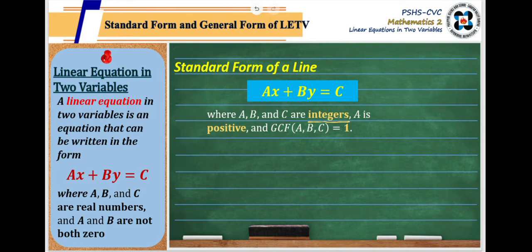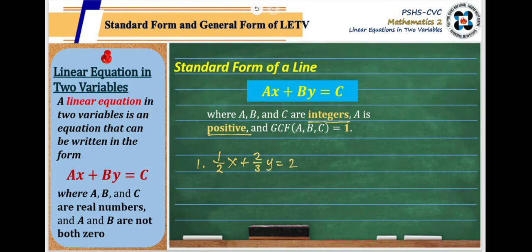What else? A is positive. And the greatest common factor of a, b, and c is equal to 1. Okay, so let's try to write some linear equations in two variables. So let's take a look at our first equation, 1/2 x plus 2/3 y is equal to 2.